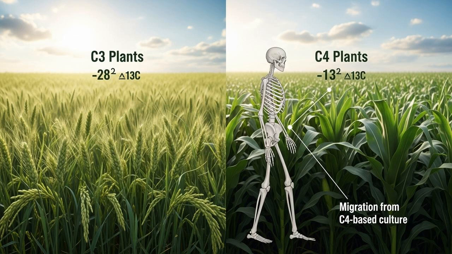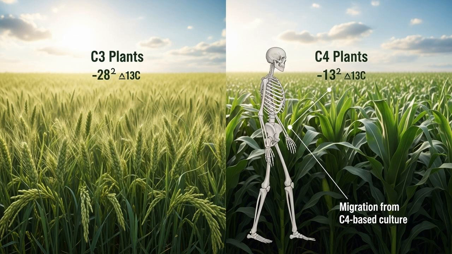What did you eat? For that, we turn to carbon and nitrogen. These are the storytellers of ancient diets. The ratio of carbon isotopes can tell us what kinds of plants someone ate. Plants are broadly split into two groups, C3 and C4, based on how they do photosynthesis. C3 plants include things like wheat, barley, and rice. C4 plants include maize, millet, and sugarcane. They have completely different carbon signatures.